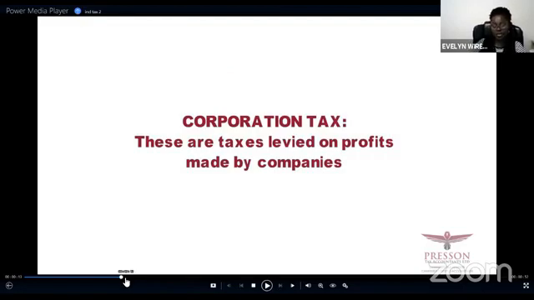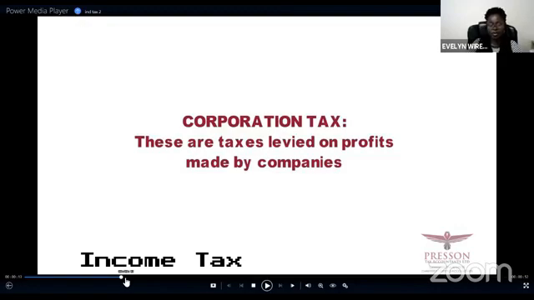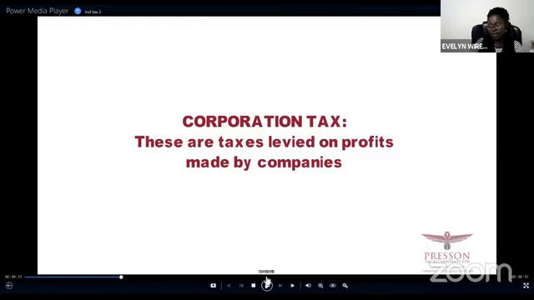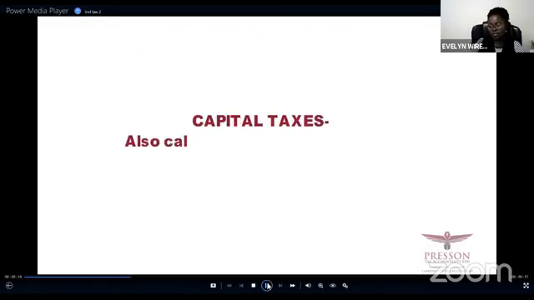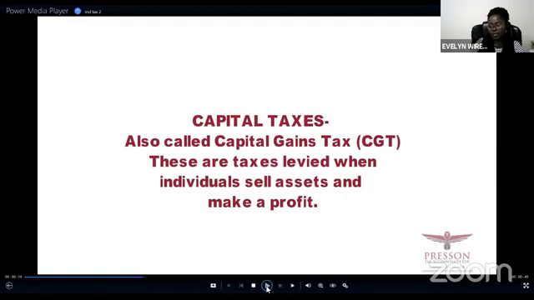And we have income tax. These are taxes based on the profits or income of an individual. Another tax that we want to look at is capital taxes. Capital taxes are also called capital gains tax. These are taxes levied when individuals sell assets and make a profit. These are called capital taxes. Let's move on to the next one.